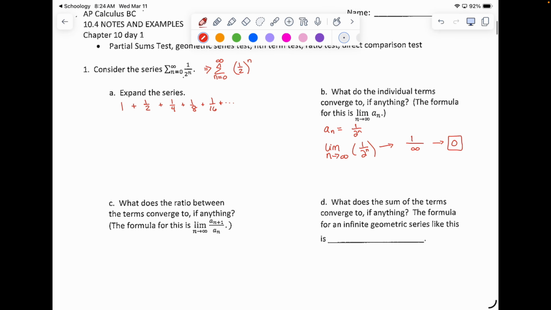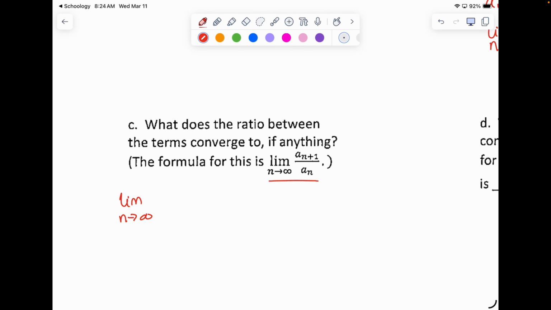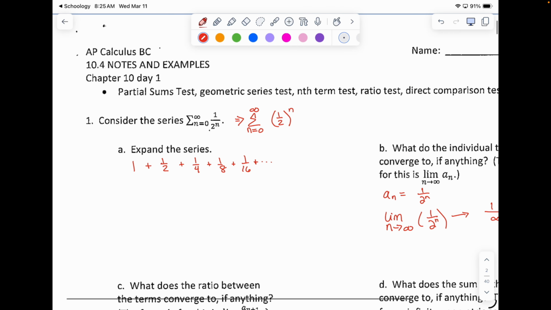Okay, what does the ratio between the terms converge to? So the formula for that is the limit as n approaches infinity of a_(n+1) over a_n. So let's use this formula right here. So we have the limit as n approaches infinity. Before I even use that formula, do you already know? Anybody? Yeah, we talked about it when we were making our series in the beginning. I said, you can rewrite it, and every step you're multiplying by 1/2. If you're multiplying by the same thing, that's your common ratio.